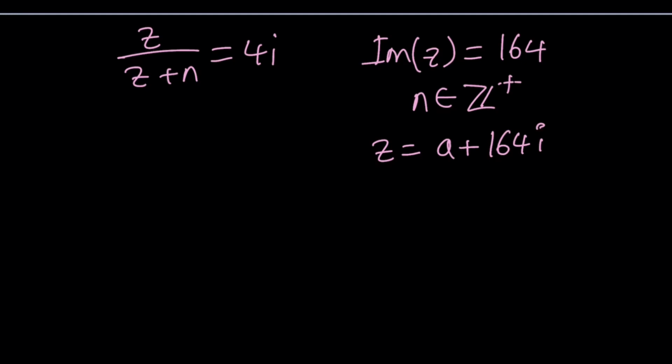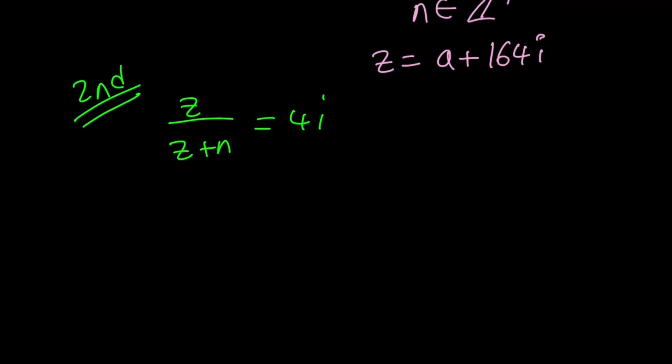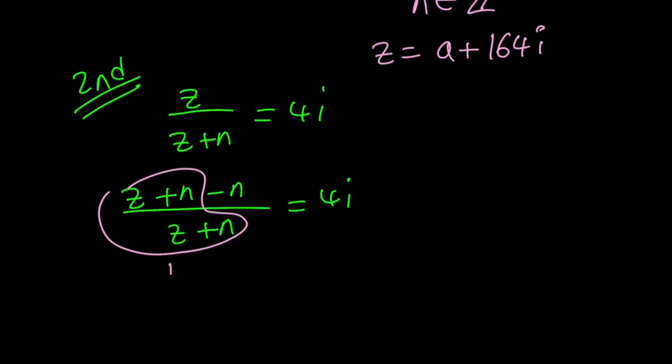And I'll be presenting two methods. And let's start with the second method. Okay, we haven't done second method first for a while. So for my second method, I'm going to write this z over z plus n as follows. Now, when you have a fraction like this, a lot of times we do this. It's kind of like partial fractions. We can break down the numerator to make it look like the denominator. So in other words, we can just add n and subtract it. So that way, we can separate this into two fractions. So this becomes 1. So 1 minus n over z plus n equals 4i.